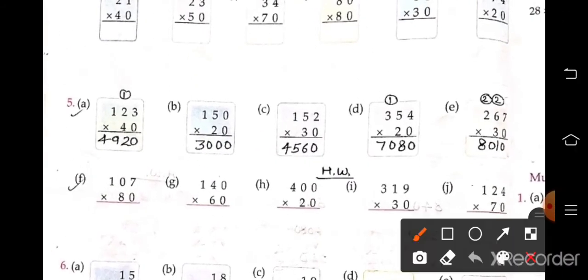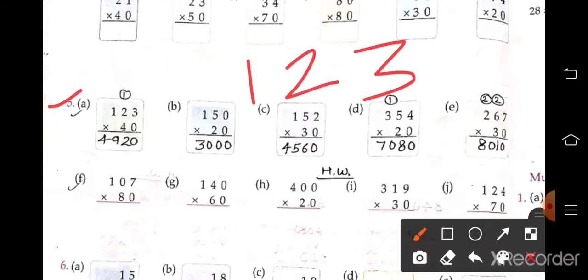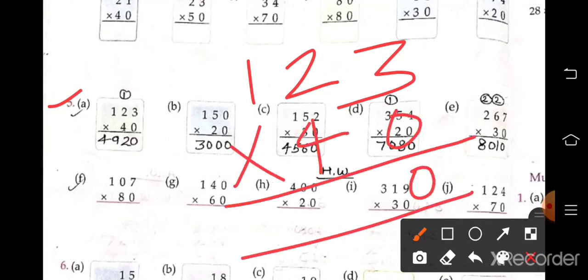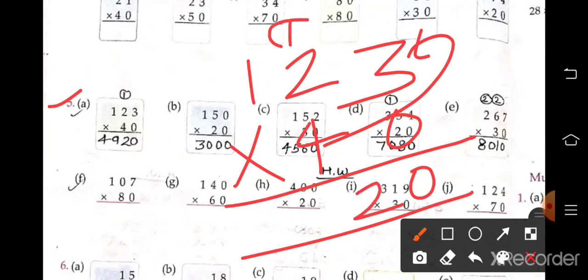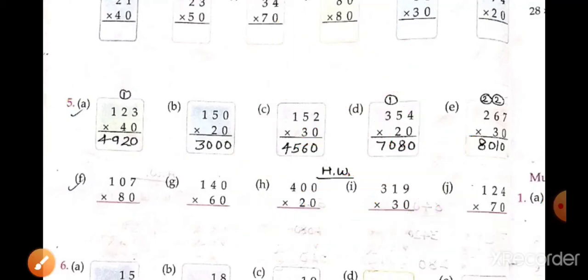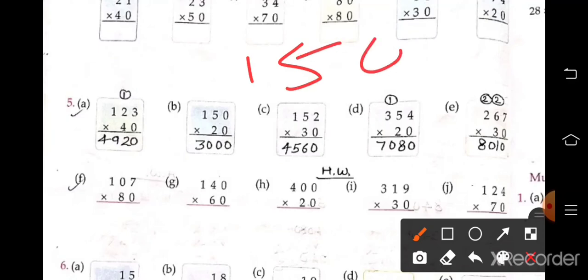Now question number 5, same. 123 multiply 40. Put this 0 at the last. Now multiply 4 threes are 12. 2 here, carry 1. 4 twos are 8 and carry 1, 9, and 4 ones are 4. Okay. So like this you have to do. 150 multiplied 20.